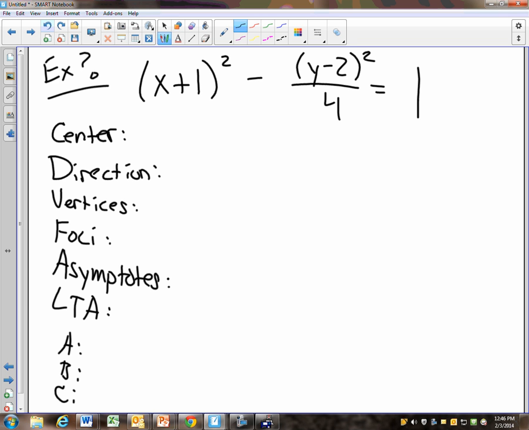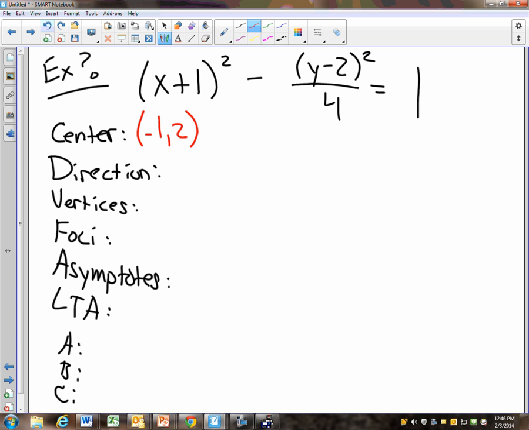Okay, so we're going to now do a shifted hyperbola. (x + 1) squared minus (y - 2) squared over 4 equals 1. Once you write it down here. Okay, what's the center going to be? Very good. Center is (-1, 2). Any questions how we got that?